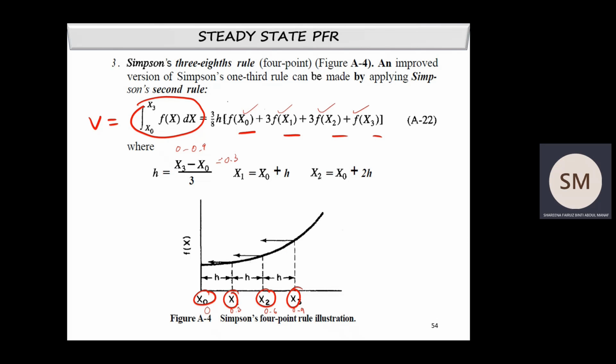0.9 would be the maximum because we don't have conversion more than 1. It cannot be more than 1. So x1 is x0 plus h, x2 is x0 plus 2h, and this is how you get x1 and x2. Basically the gap, the difference here, must be the same.